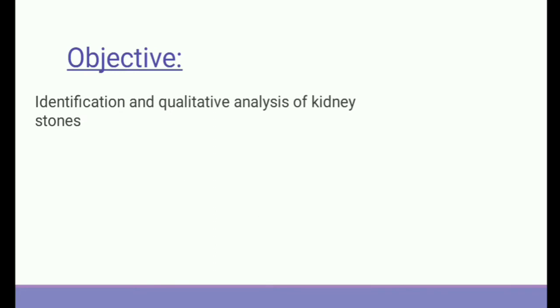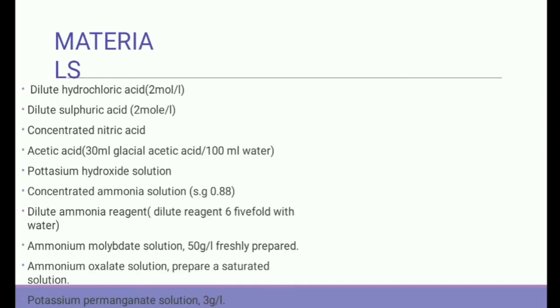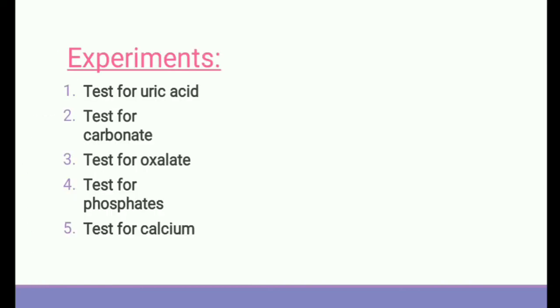So now we will discuss the identification and qualitative analysis of kidney stones. These are the materials required for the identification. For testing the type of the stones, we have the following tests: test for uric acid, test for carbonate, test for oxalate, test for phosphate, and test for calcium.